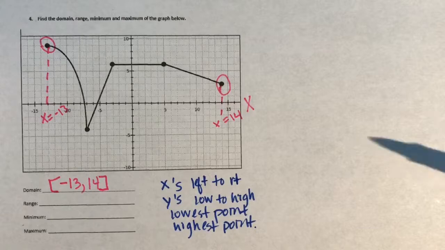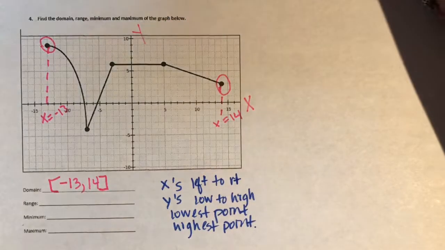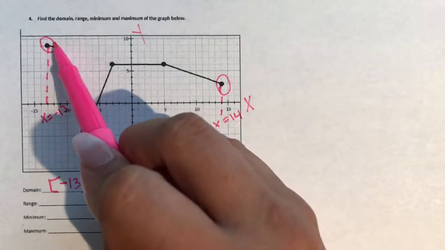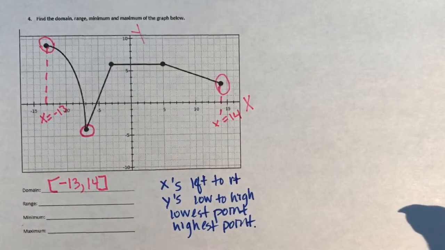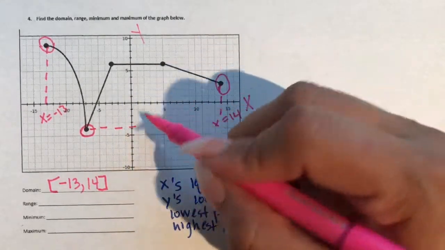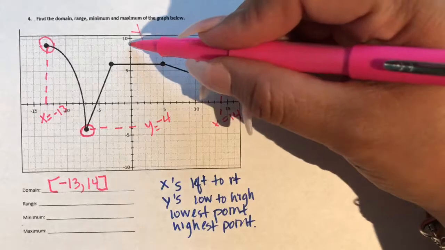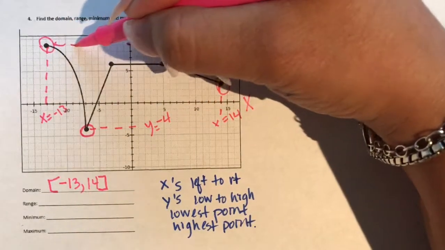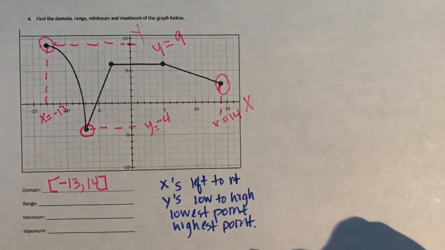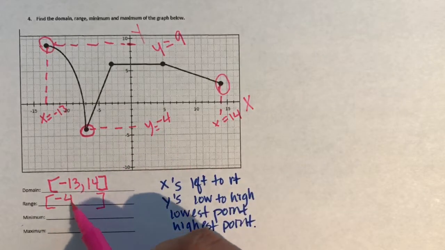Range, from low to high, and that's moving along my y-axis. So I go from the very low, which is right here, to the very high, which is that point right there. So let's line it up. y is negative 4. y right here, it looks like that's a 9. y equals 9. Again, they're included. So I get negative 4, comma 9.